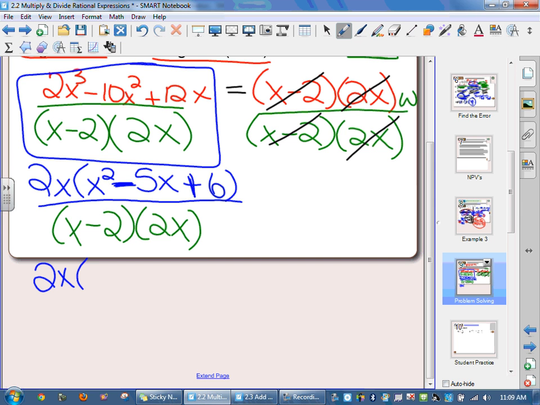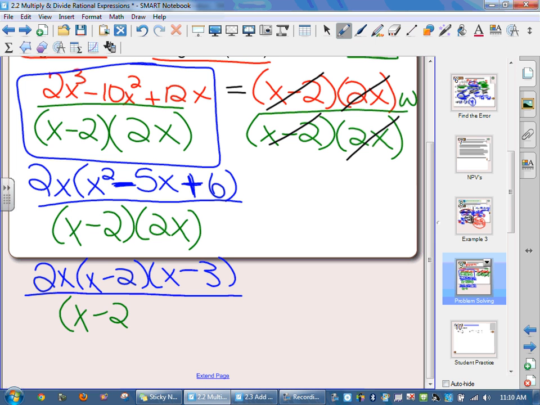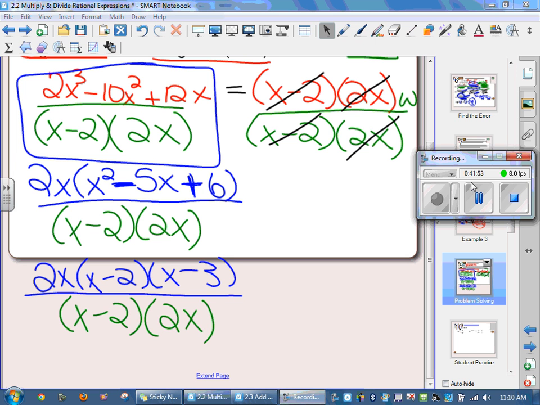and 2x. Okay? So what is the non-permissible value of my denominator here? What can x not be? Positive 2. What about this bracket? 0. So we know x cannot be 2 or 0. Okay, we know that for sure.